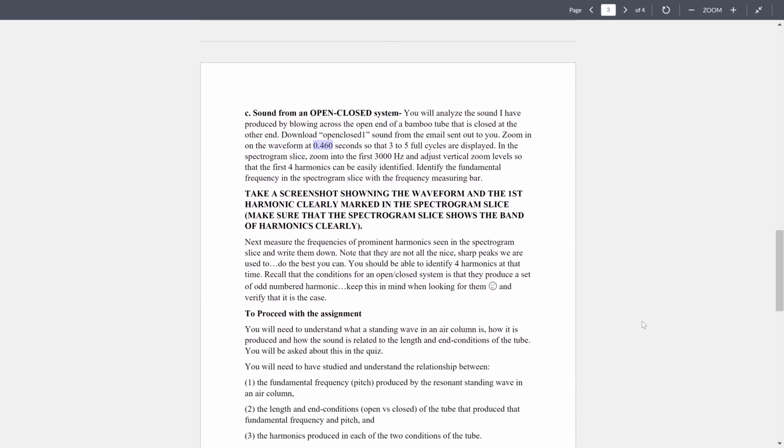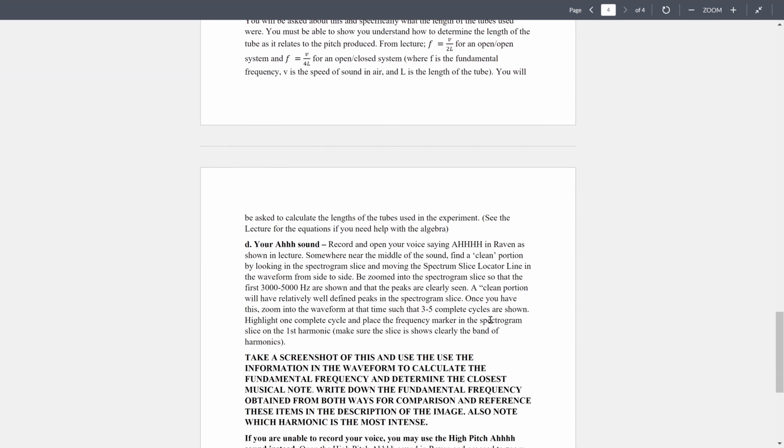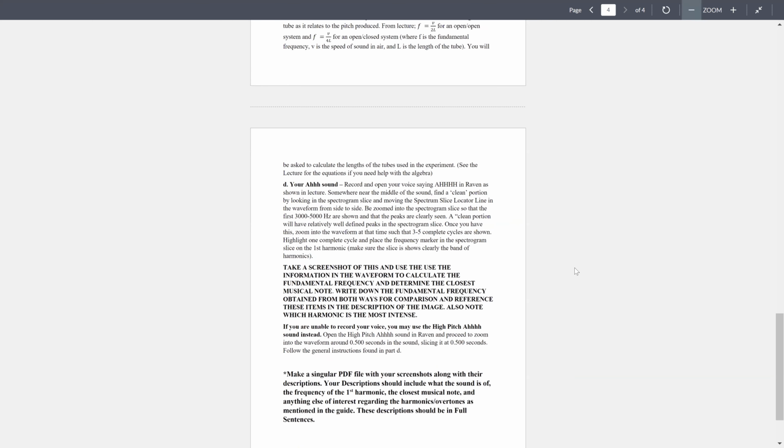And then you are going to look at your ah sound. So you are going to produce an ah sound and open it up in Raven. The easiest way to do this is by using Audacity. I'll just go ahead and say that you can record into Raven, but depending on whether you have the full version or just the demo version, there's all sorts of things that you have to do. It's much, much easier if we just go into Audacity.